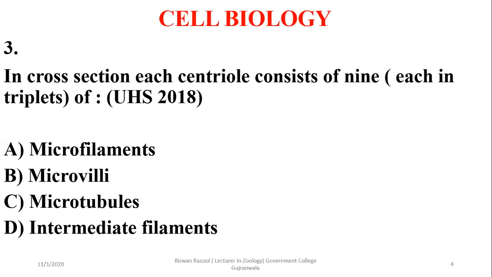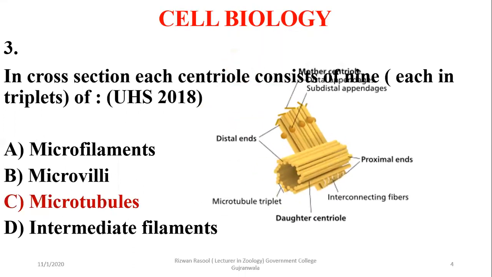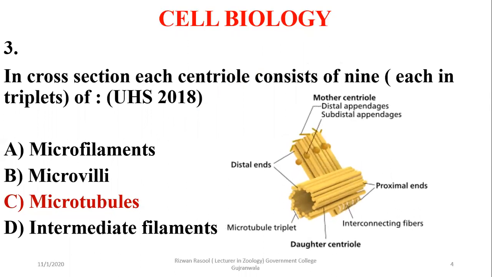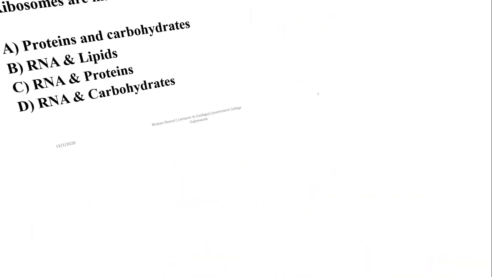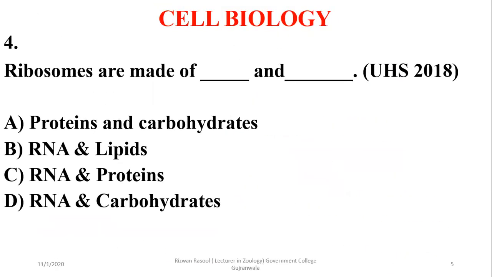In cross section, each centriole consists of 9 triplets of microtubules, and these 9 triplets are found in centrioles, as you can see in this diagram as well. And a pair of centrioles is found in a non-dividing cell. Ribosomes are made up of 2 major components. One of them is ribosomal RNA and the other is ribosomal proteins. So the right option is Charlie.